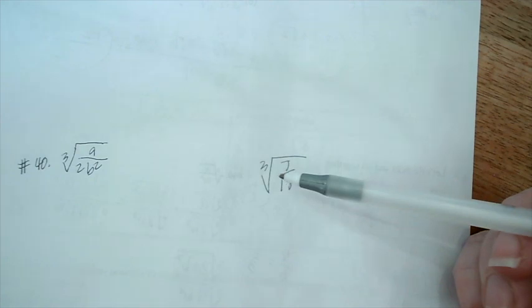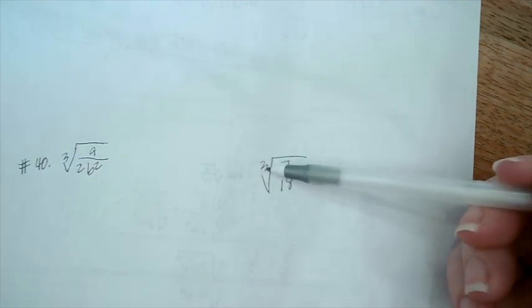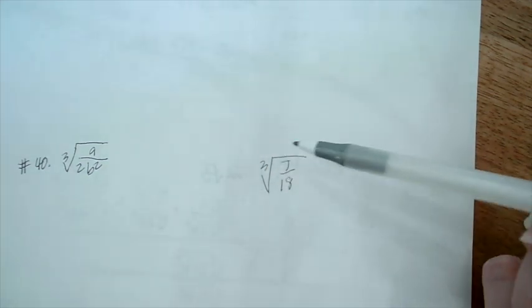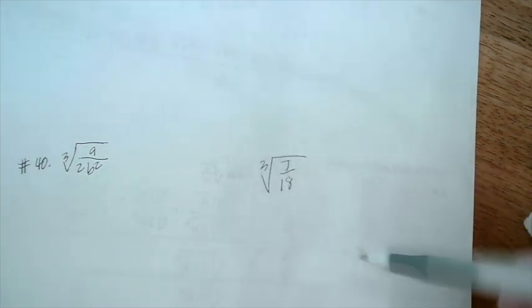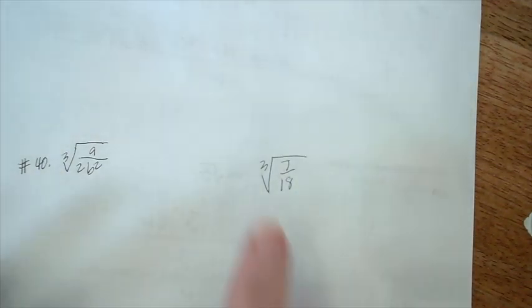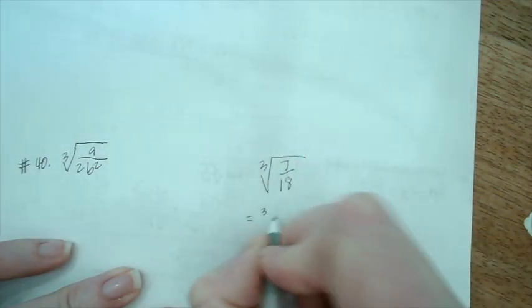So notice the difference between 40 and all the other ones we've done is that the index is 3. So whenever you are rationalizing denominators and they have larger indices like 3 or higher, you're going to want to make sure that whatever your exponents are in here, they need to be made in such a way so that they're divisible by the index, which in this case is 3. So let's go ahead and first break this down.